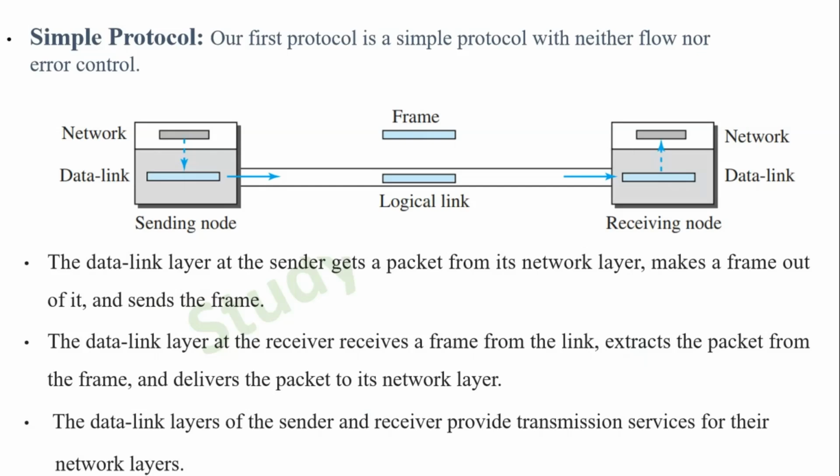Whenever the network layer has some message to be sent, it will give it to the data link layer. This will encapsulate and do the framing, and it sends the frame to the logic link. The frame has been represented like this. It is sent to the logic link. Once the data link layer receives it, the receiving node gets active. It does decapsulation and delivers the packet to the network layer. So this is how the simple protocol works. This can be easily understood.